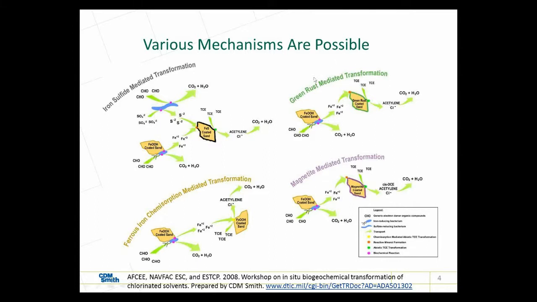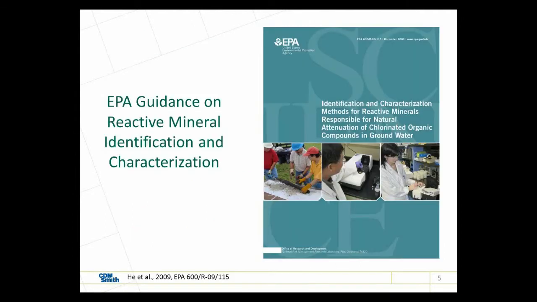transformation. We know that green rust can play a role in this. Magnetite is something that's recently gained a lot of interest, and it can also have certain reactivity. And then also we can have ferrous iron chemisorption mediated transformation. Well, what's that? Well, that is where we have ferrous iron sorbing or chemisorbing to different minerals such as magnetite, and maybe this is acting as a semiconductor. We don't know a lot about this, but this can also result in the degradation of these compounds.